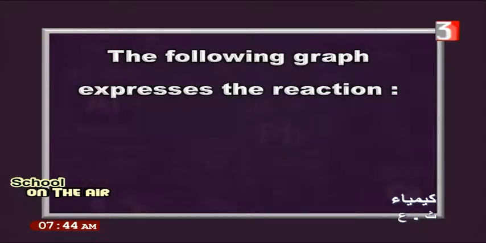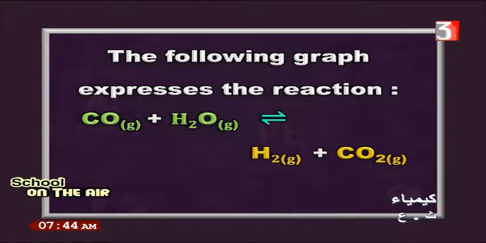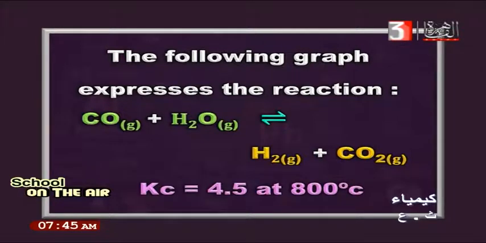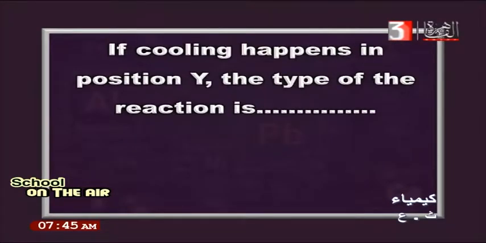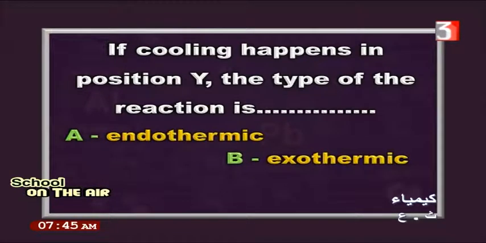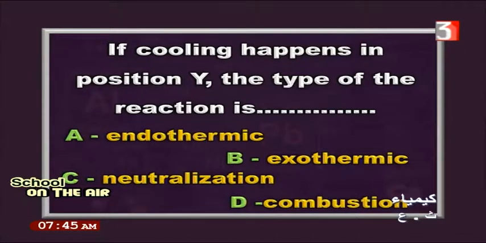Next question. The following graph expresses the reaction CO plus H2O in equilibrium with hydrogen and carbon dioxide gas, and Kc for this reaction is 4.5 at 800 degrees Celsius. This graph represents the concentration of reactant decreasing and the concentration of product increasing at equilibrium. So if cooling happens in position Y, the type of the reaction is endothermic, exothermic, neutralization, or combustion.